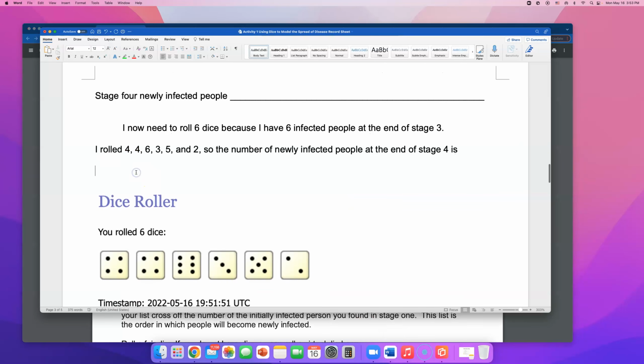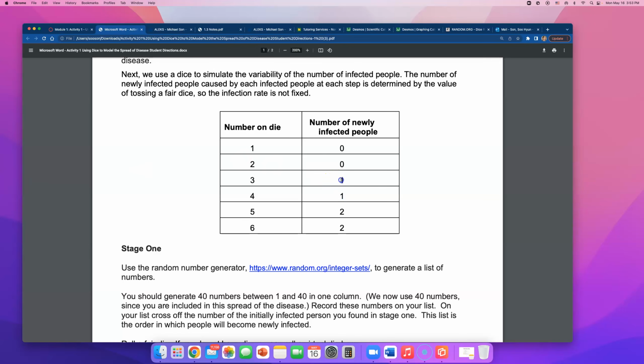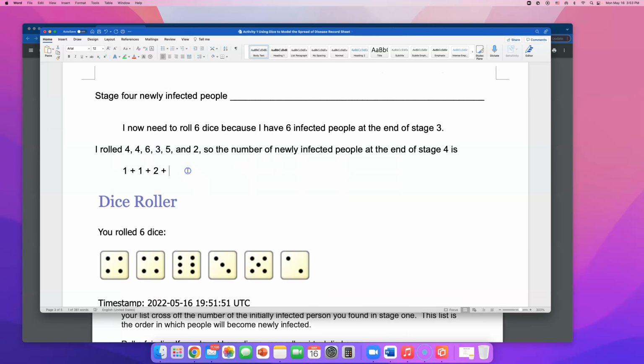So I'm gonna do 1 plus 1 plus, and these 1 plus 1 are for these 4 and 4. What number do I need to add if I roll a 6? Rolling a 6 is the worst case scenario. That means I have 2 newly infected people. If I roll 3, what was that? 3 was 1 newly infected person. Okay, hold on. I'm getting confused. 1, 1, 2, 3. Okay, what about 5? 5 was 2 newly infected people. And the last one, rolling a 2, is just 1 newly infected person.